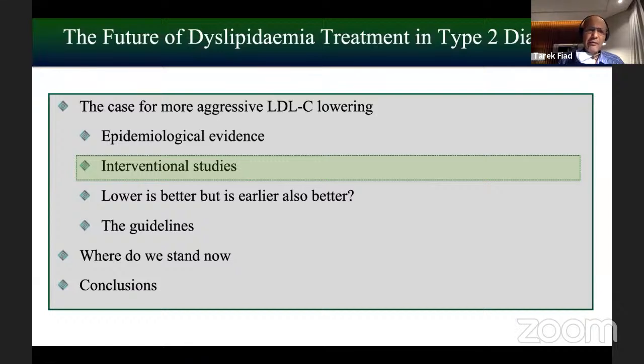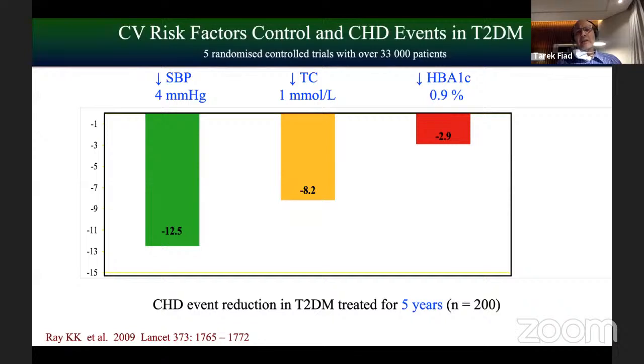important intervention to have. Now let's look at the interventional studies, and Dr. Goldberg again touched on this area concerning controlling, and this is the data really from Ray Kushik. What he did is he analyzed the data from 5 major studies in diabetes, and he looked at the CHD event reduction. So how many fewer events are we going to have by lowering the HbA1c by about 1%, or total cholesterol by 1 millimole, or systolic blood pressure by 4 millimeters of mercury? When we treat 200 patients with type 2, so the data is in type 2 diabetes, for about 5 years.